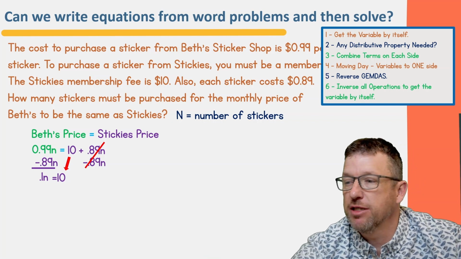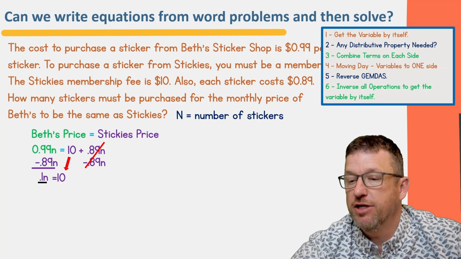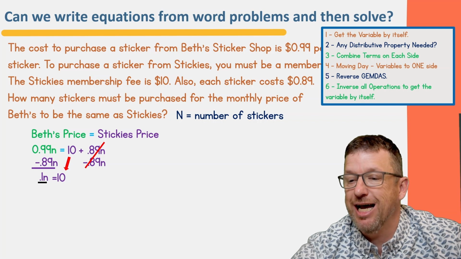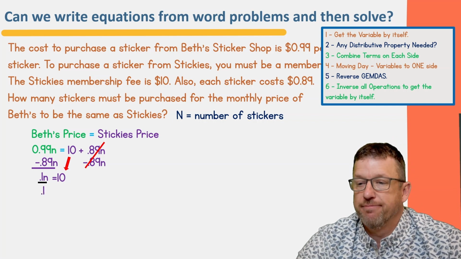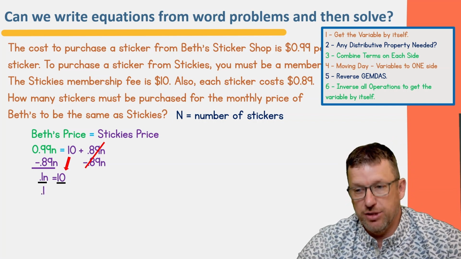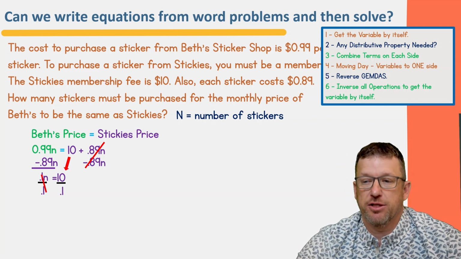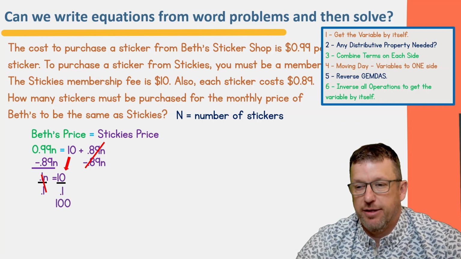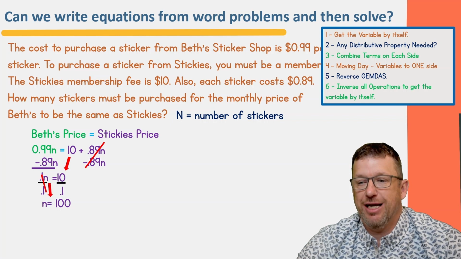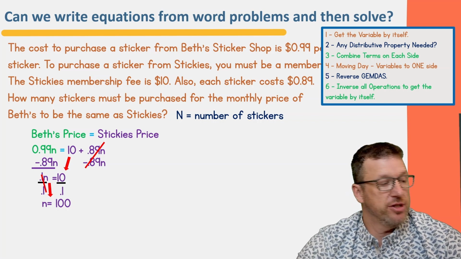So we go back to reverse GIMDAS and ask, any addition or subtraction? Nope. Is there any multiplication or division? Yes, there is, and if there is, we do the opposite. We have 0.1 times n, so we're going to divide by 0.1. And what we do to one side, we have to do to the other. 0.1 divided by 0.1 equals 1, so it cancels out to just n. And 10 divided by 0.1 equals 100. So you bring everything else down and you get n equals 100. We have solved for our variable. The number of stickers needed is 100.